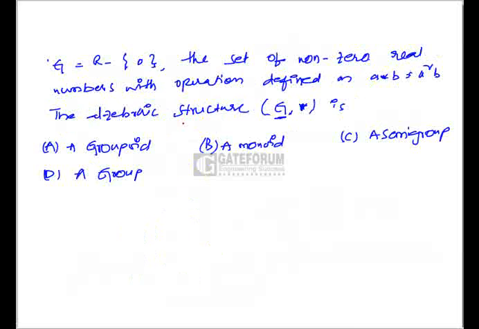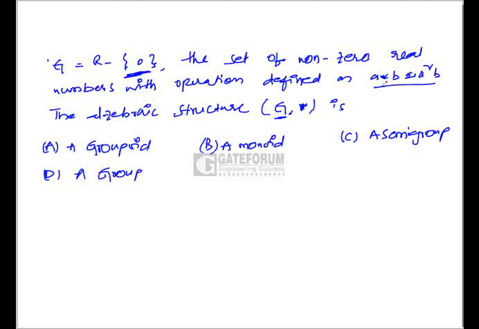Here in this question, the algebraic structure with set G and operation star is given, and operation star is defined as A star B is equal to A square into B. The set G contains all the real numbers except 0. We have to find the nature of the algebraic structure. That is, we have to find if it is a monoid, a semigroup, or a group.